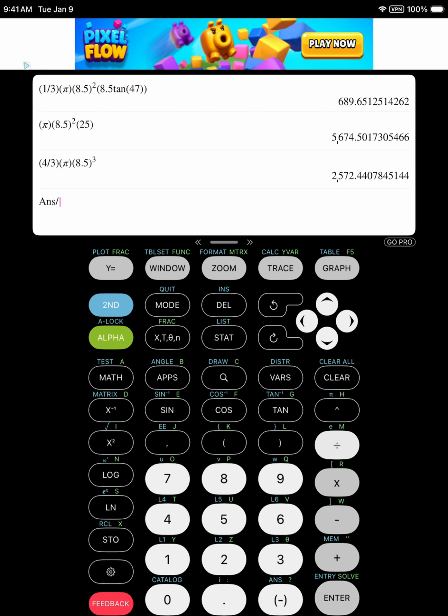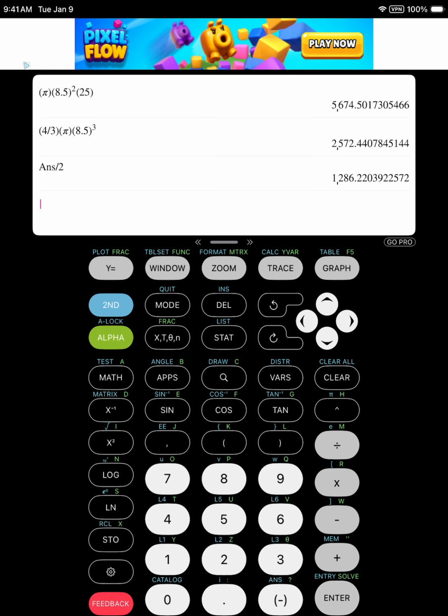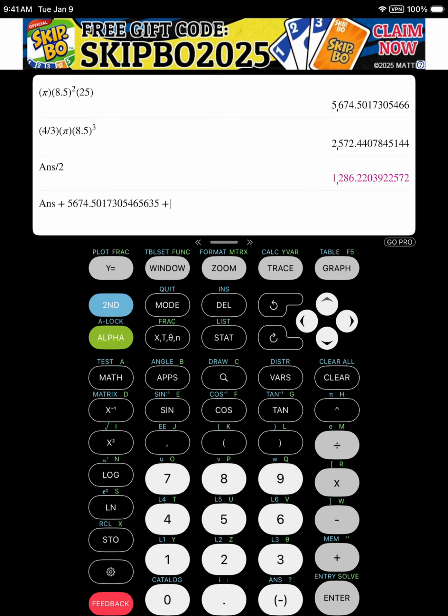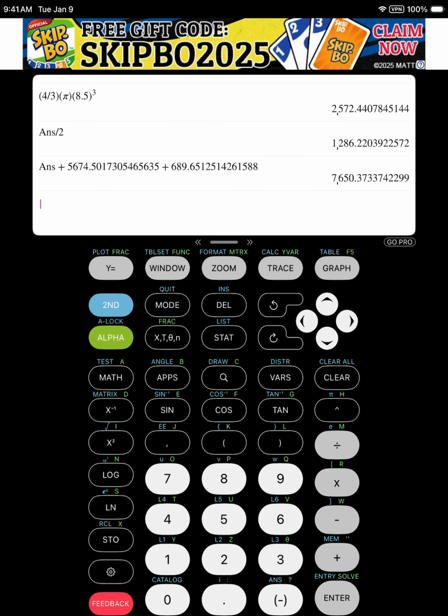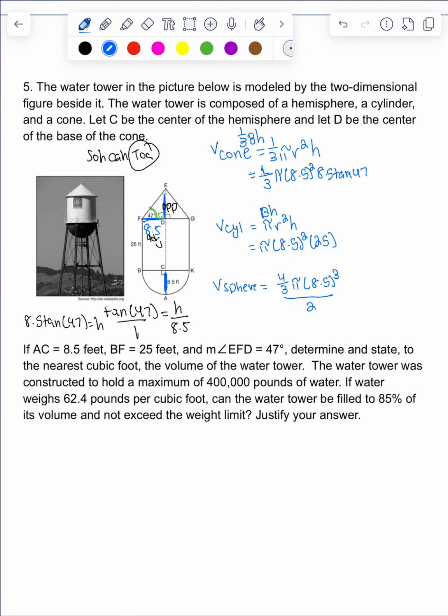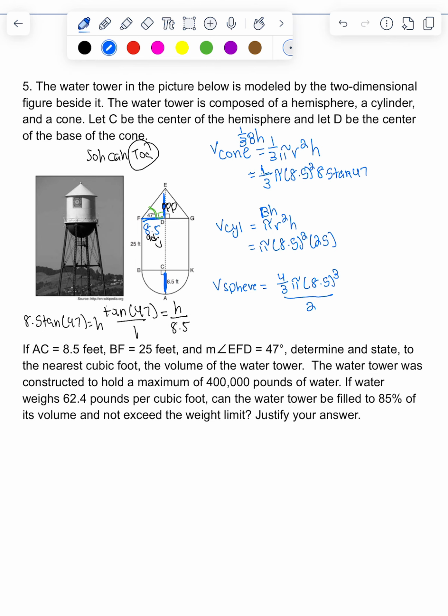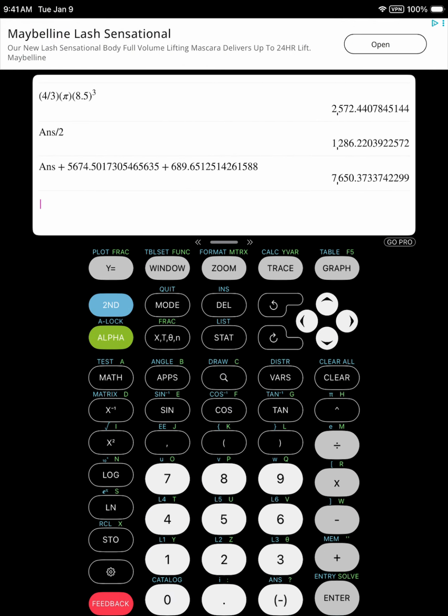And then what I get from that, I need to divide by 2 because it's a hemisphere. So to that, I'm adding the volume of the cylinder. And to that, I'm adding the volume of the cone. And that's what I get. It says to round to the nearest cubic foot. So the nearest whole number, about 7,650 cubic feet.